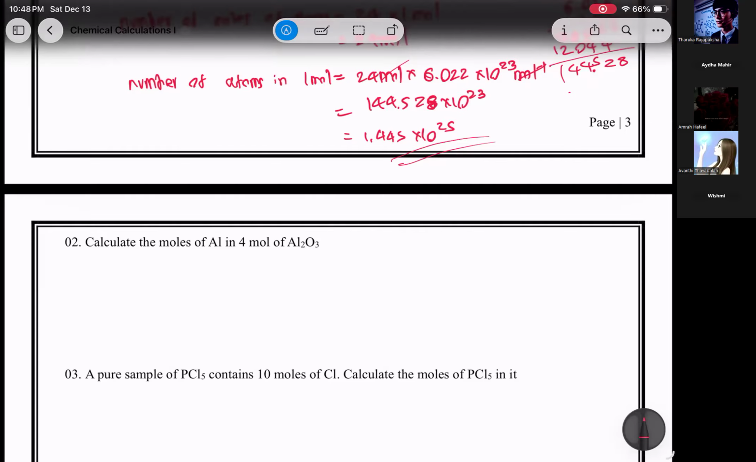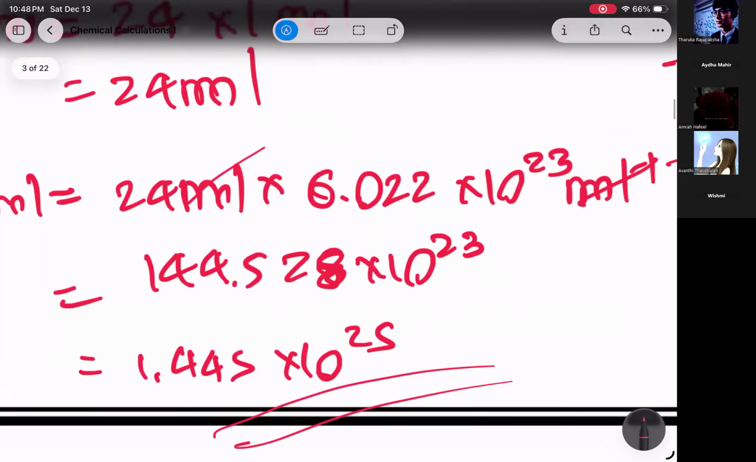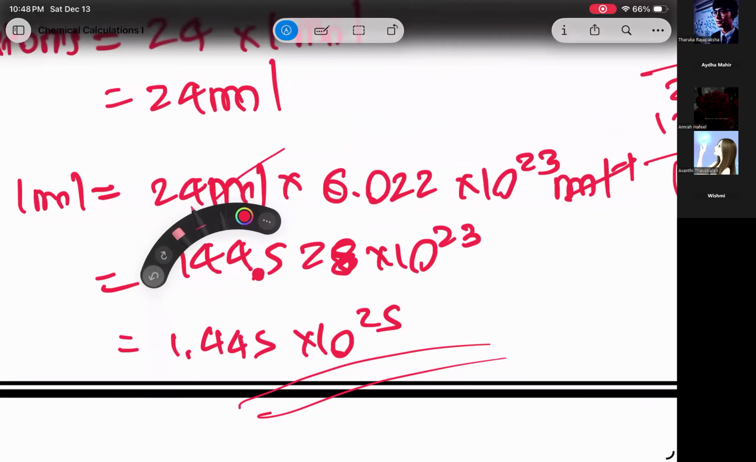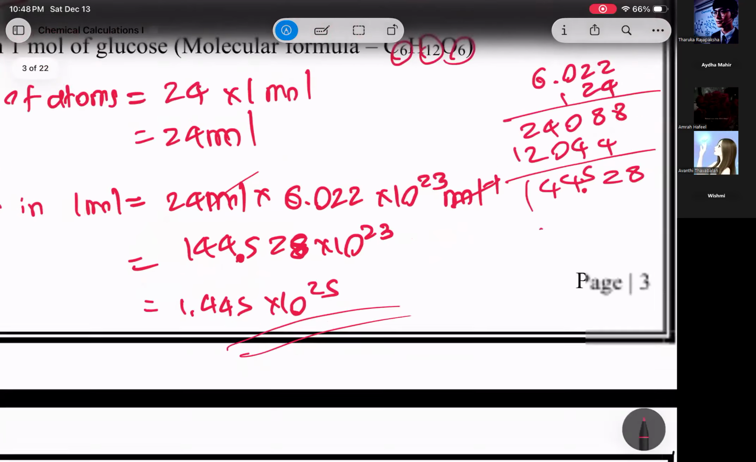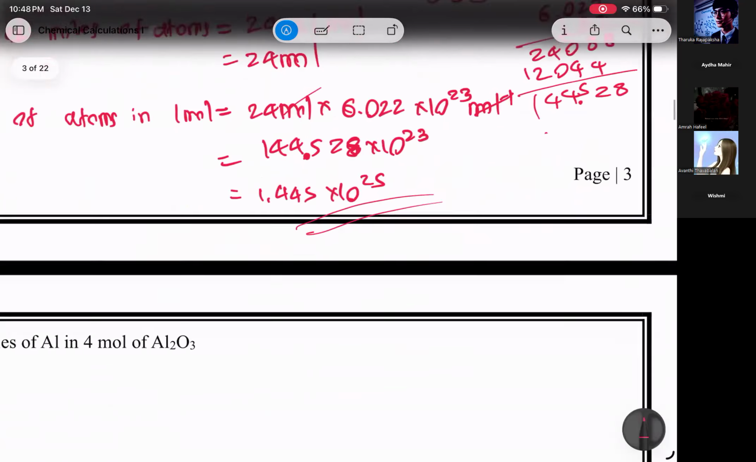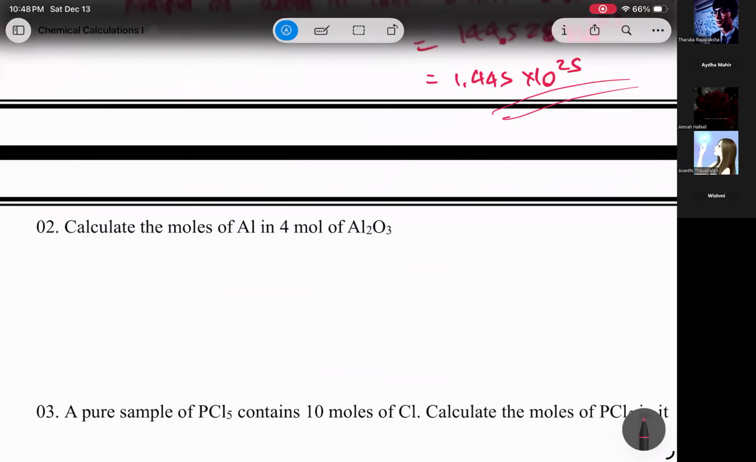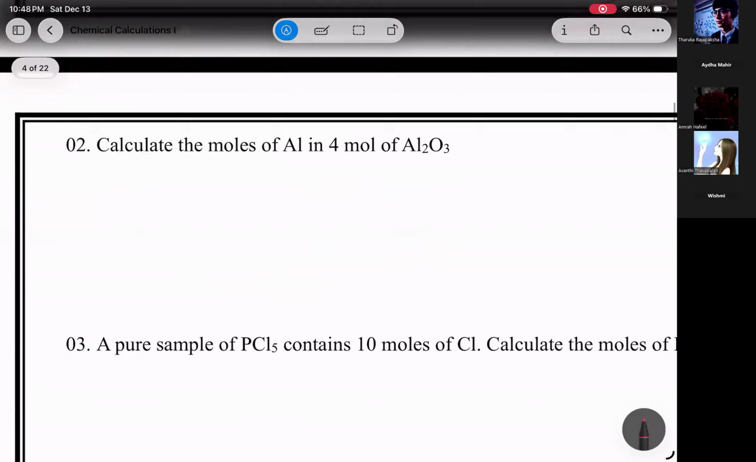How did the earlier question come to 10 to the power 25? Why did I take 2 decimal places backwards? Scientific notation. I wrote it in scientific notation. 1.2 10 to the power 25. Tulasika, they're asking the moles, not the molecules. Okay, let's do it. Calculate the moles of aluminium in 4 moles of Al2O3.